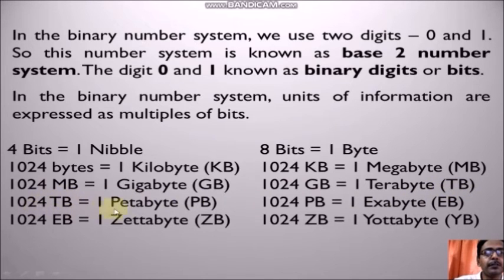1024 terabytes equal 1 petabyte or PB. 1024 PB equal 1 exabyte or EB. 1024 EB equal 1 zettabyte or ZB. And 1024 zettabytes equal 1 yottabyte or YB. So these are the conversion charts, all in terms of 1024. And we can see that 1024 is a multiple of 8.